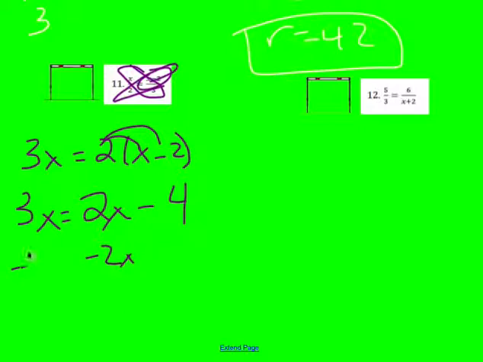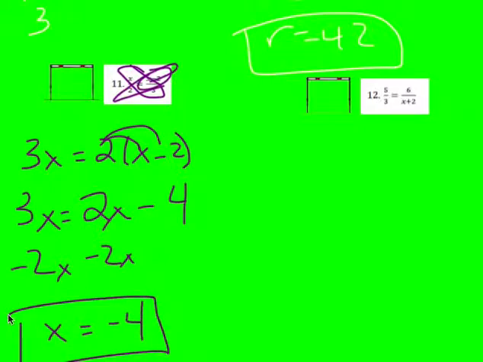Since that's a positive 2x, I'm going to subtract 2x from both sides. Then I end up getting that x is equal to a negative 4, since 3x minus 2x is simply x. Same thing for number 12.